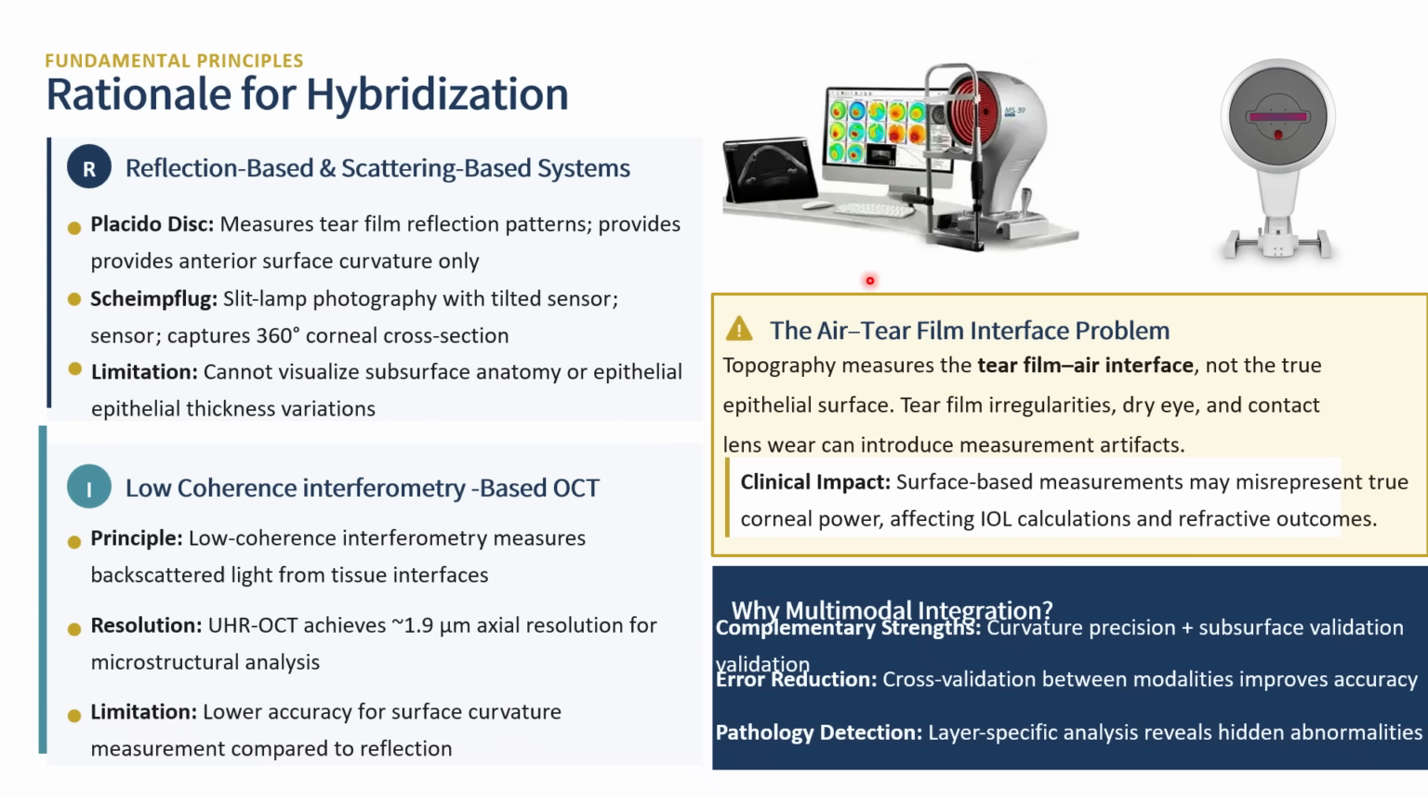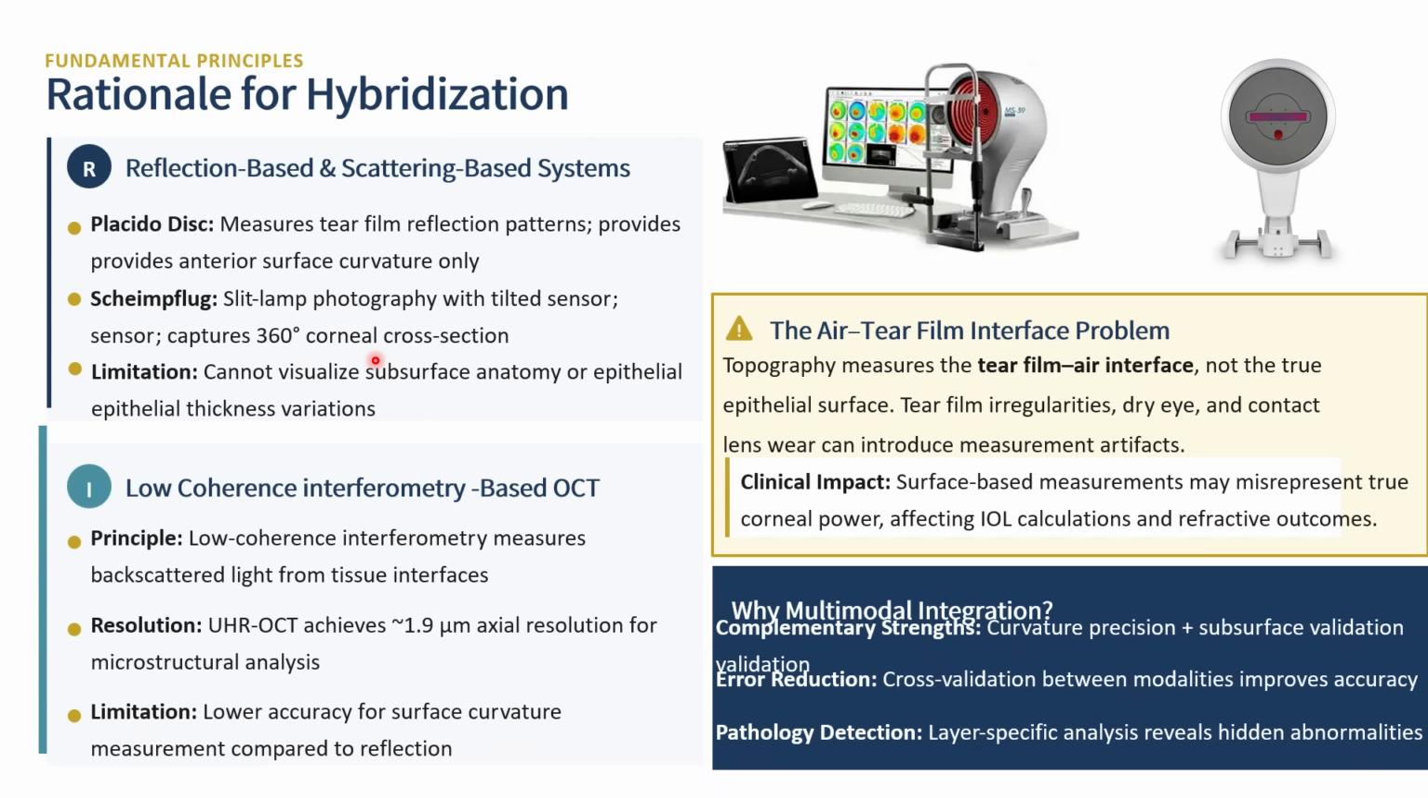Similarly, take the Scheimpflug technology. It provides a rotating camera that provides three-dimensional mapping and a global view of the anterior chamber, but it will not provide details of the angle structures. It also has a problem with resolution. The resolution of the Scheimpflug technology or the Pentacam is around 50 microns, as compared to the resolution of the OCT, which reaches up to 5 microns.